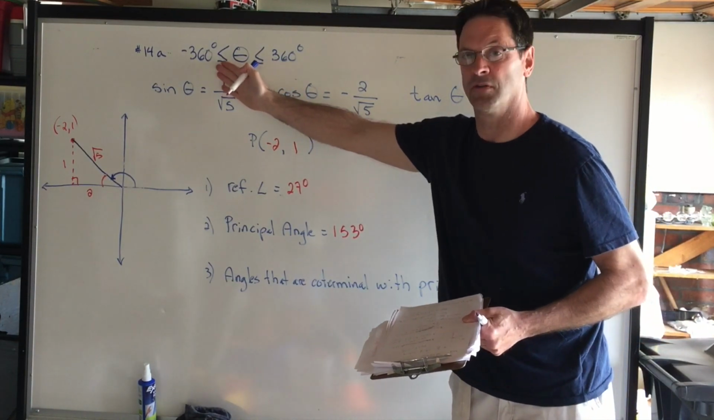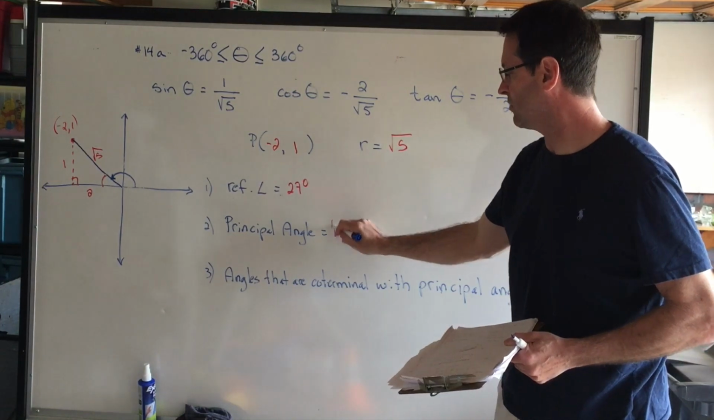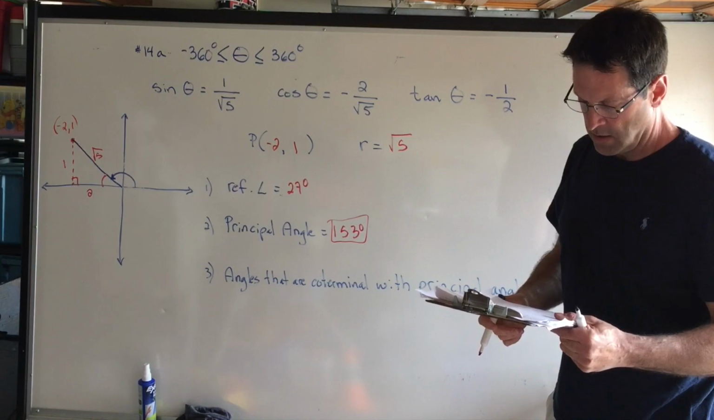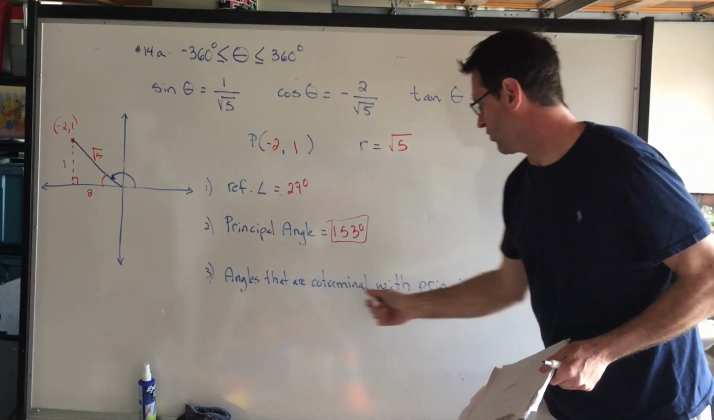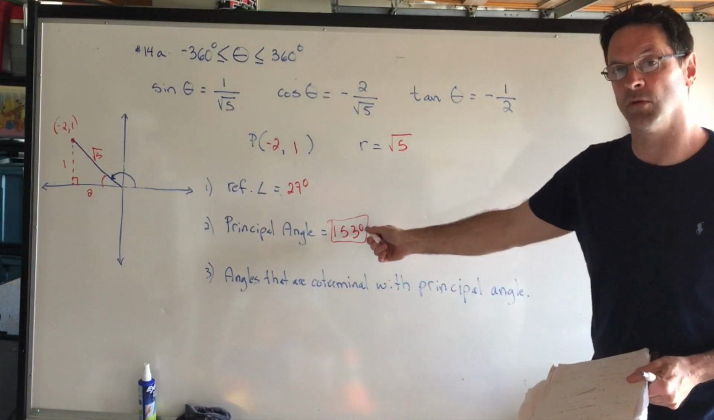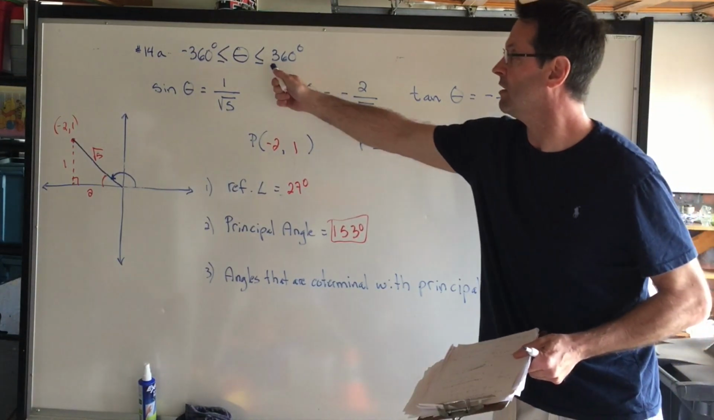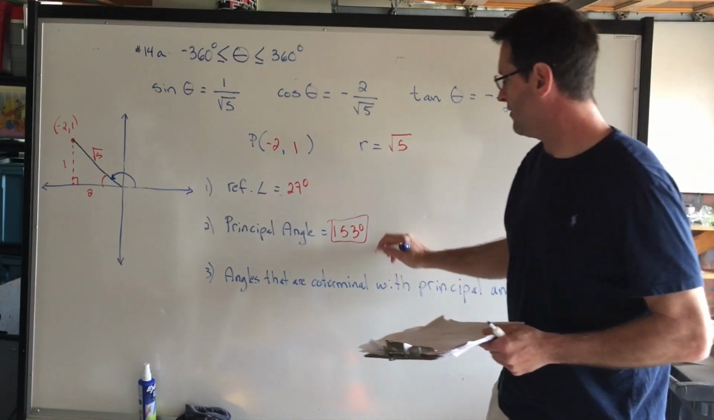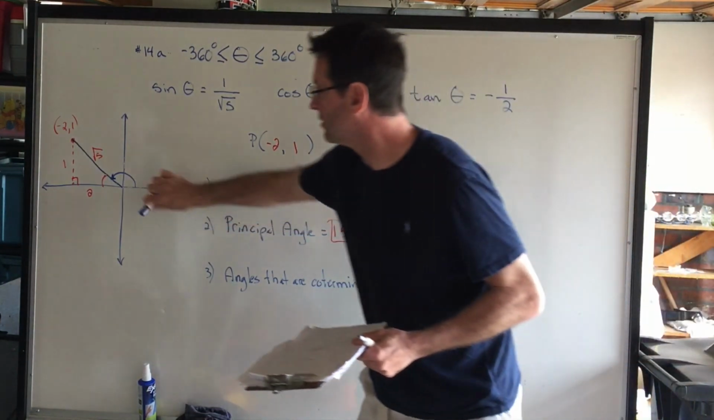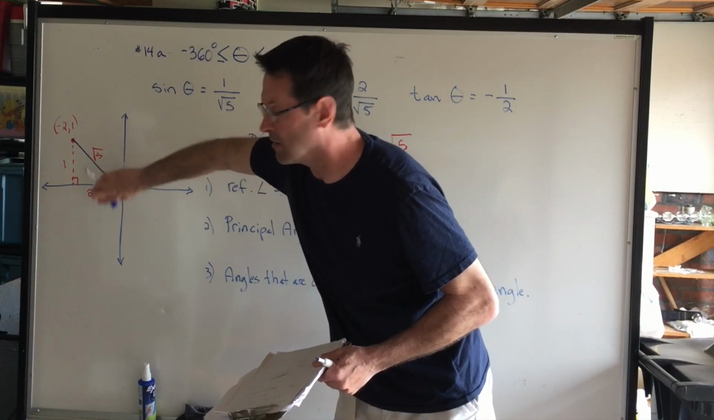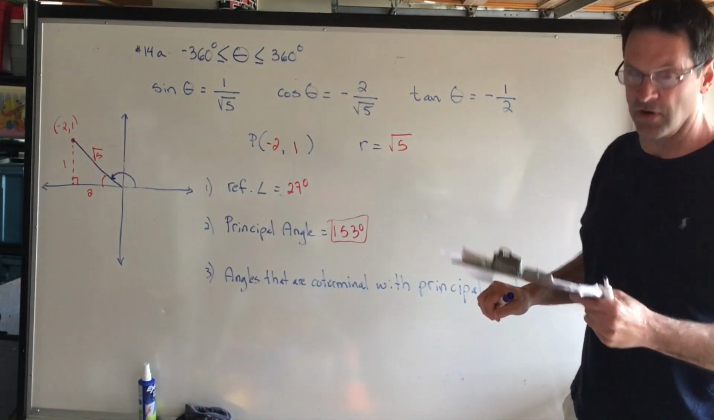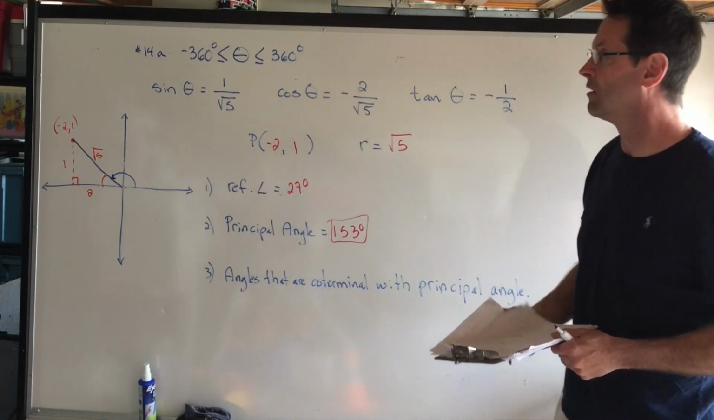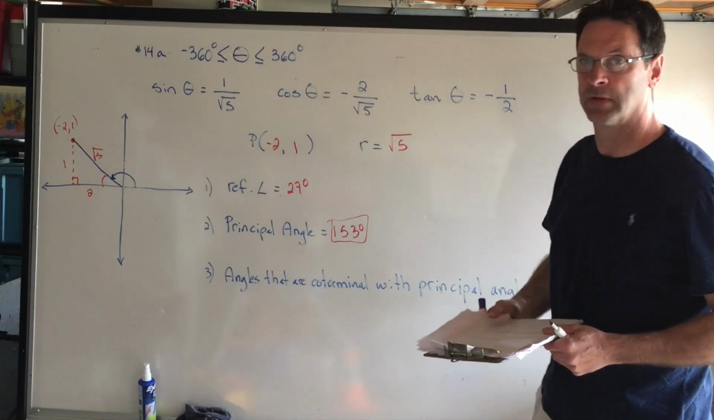That's between negative 360 degrees and positive 360 degrees, so that can be one of our answers, but it may not be the only answer. We want to find angles that are coterminal with the principal angle, coterminal with 153 degrees, that fall within the domain here. So let's add 360 degrees. Go all the way around and get the terminal arm in the same place. That would give us 513 degrees. It's not going to work. It's too big. It doesn't fall within our domain here.